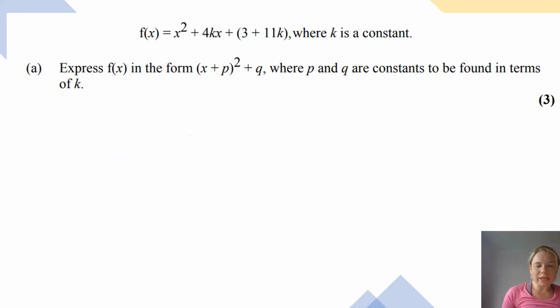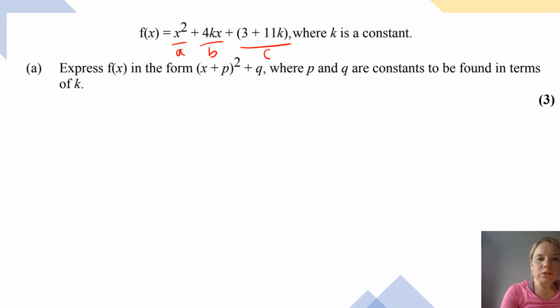Okay, so this next question, it looks really complicated. It's got a k involved here, as well as the x. But if you break it down, this x squared here is your a value. This bit here is your b, and this bit here is your c. What it's actually asking you to do is put it in completed square form. So you do exactly the same as you would do, it's just going to be all in terms of k.